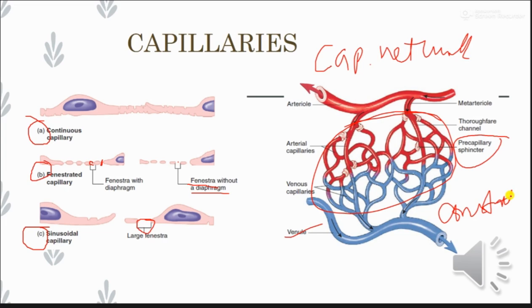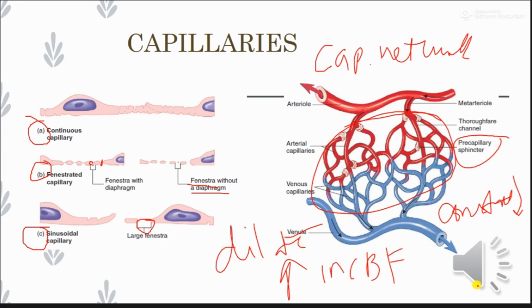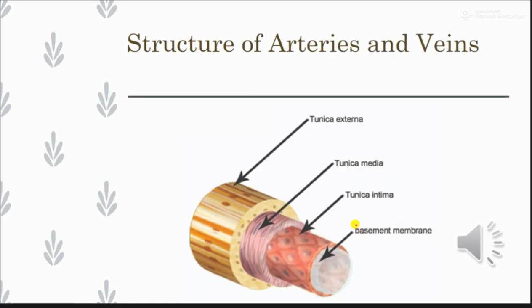And then if they dilate, there will be an increase in blood flow. The same goes for the blood vessels. So this is your capillary. Let's go now to the structure of your arteries and veins. So this is the structure of the artery and vein.